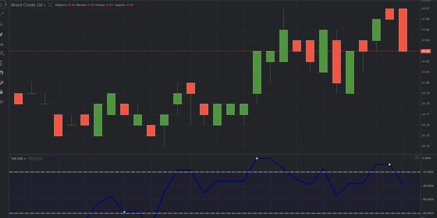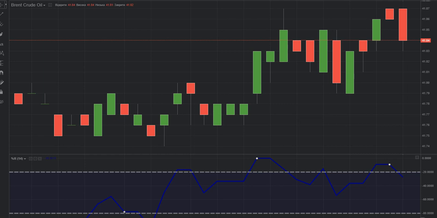Here's how I would trade with the RVI and the central pivot point. If the price is above the pivot point, I consider the outlook to be bullish. If the price is below the pivot point, the outlook is bearish. When the RVI is above zero, it indicates buying momentum, and when the RVI is below zero, we have selling momentum.